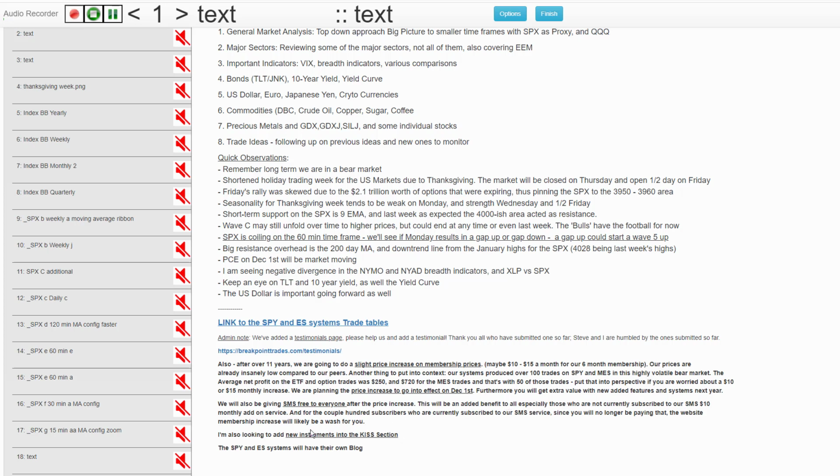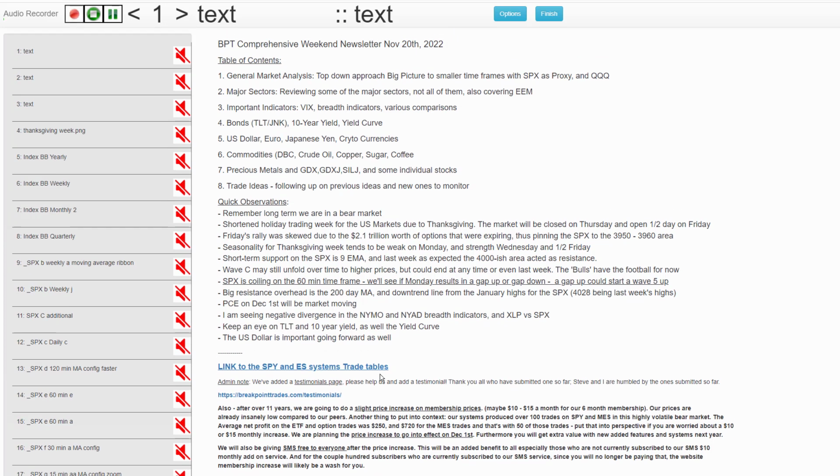Number 2, I'm going to be adding some additional things to the KISS section. For the SPY and ES systems, we're also going to have their own trading community, and I do plan to add more systems next year. The reversion to mean systems have had one hell of a year, giving over 100 trades this year.